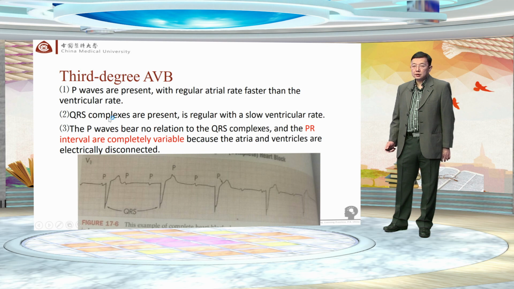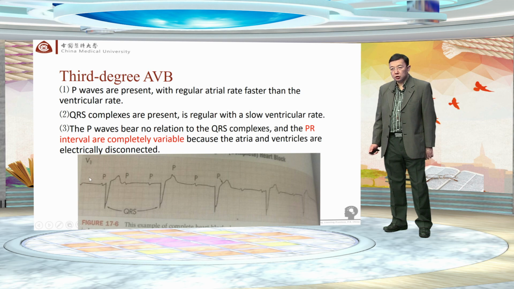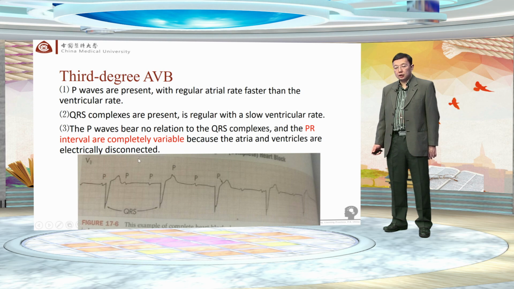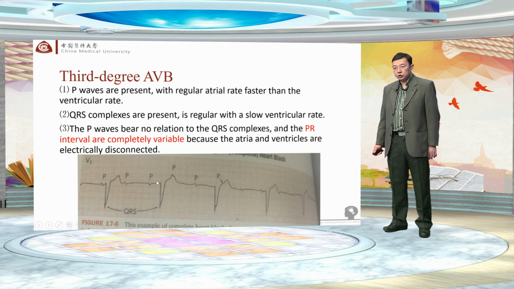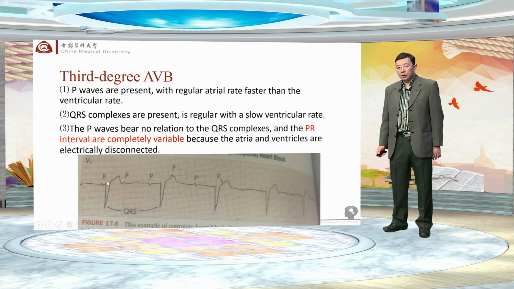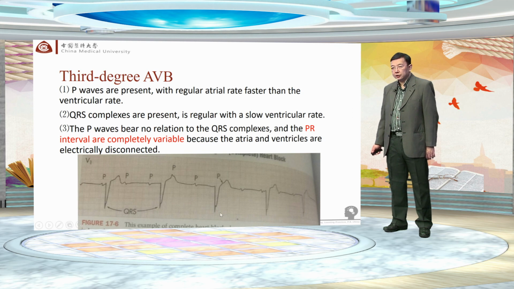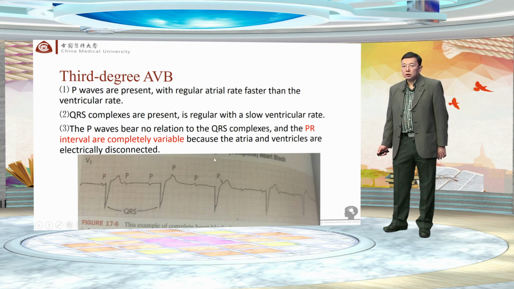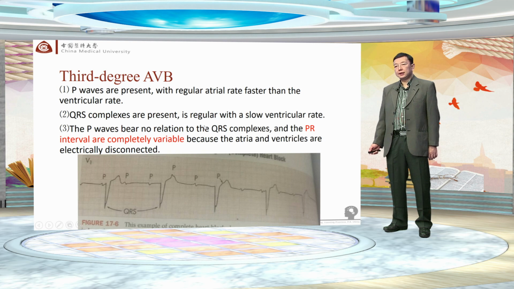Let's see the third degree AV block. It means a total AV block. Third degree means totally. Atrial activity has no relationship to the ventricular activity. The PP interval is different from the RR interval. Completely blocked. Completely different.